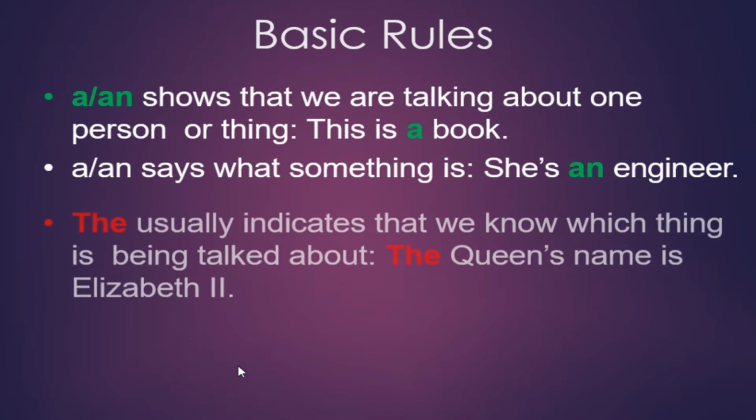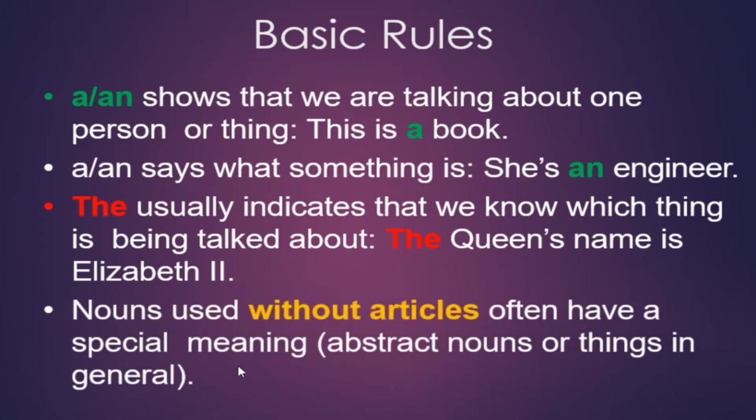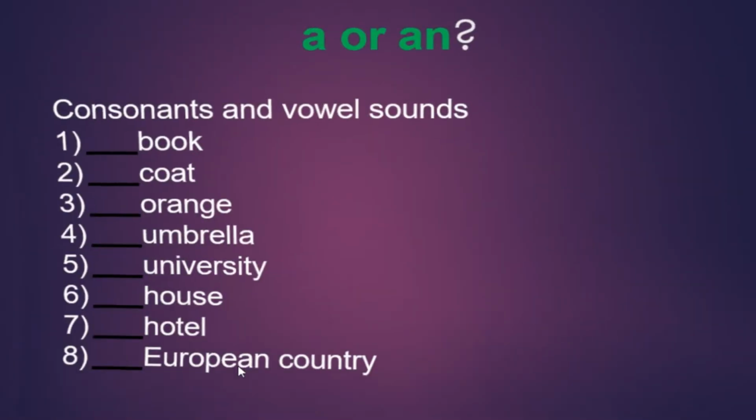The next one, THE usually indicates that we know which thing is being talked about. Like the queen's name is Elizabeth II. Okay. And nouns used without articles often have a special meaning, like abstract nouns or things in general. So these are some basic rules. We have some other rules.